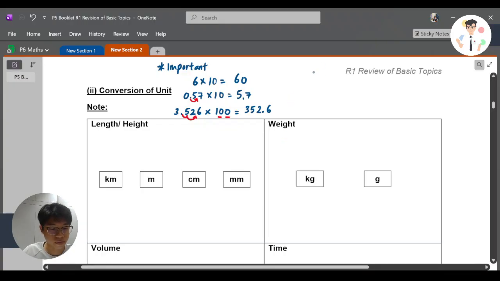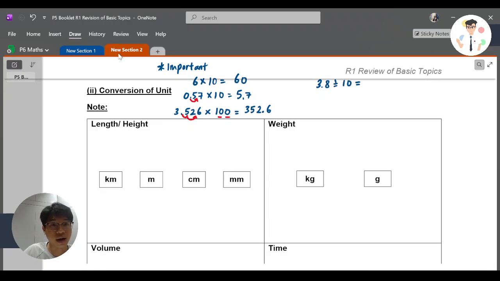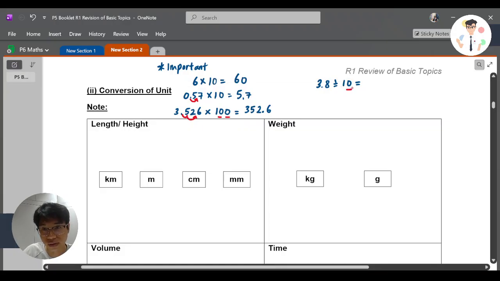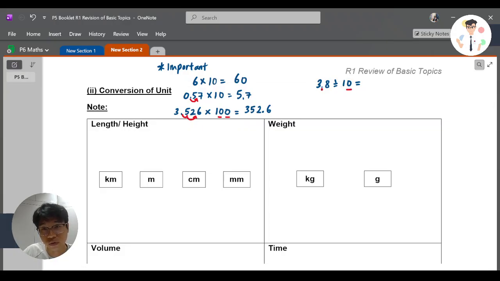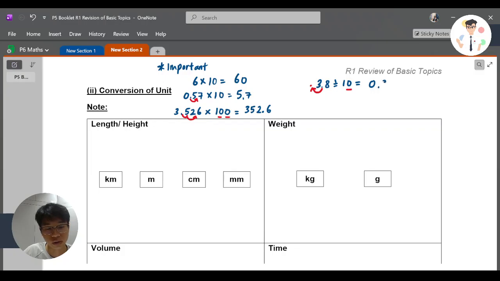Now, how about division? For example, 3.8 divided by 10. Again, when you see divide, it means you're moving to the left side. How many zeros do you have? You have 1 zero here. So this decimal point, you move to the left side. Then the dot is supposed to be here. Teacher, then how? Again, when there's a dot here, before the dot there's always a 0. So it'd be 0.38.